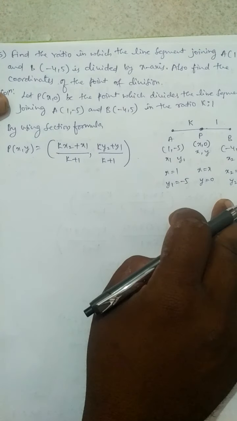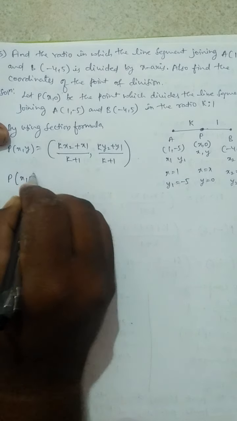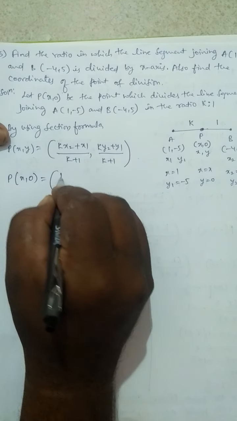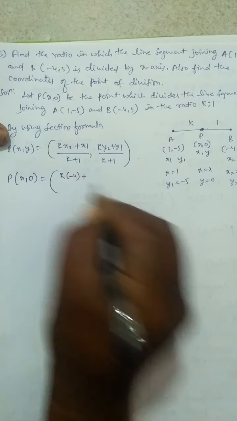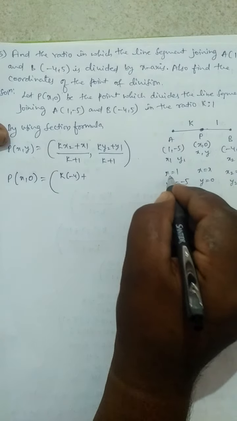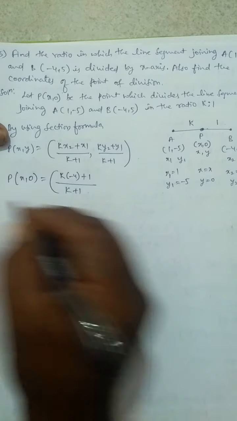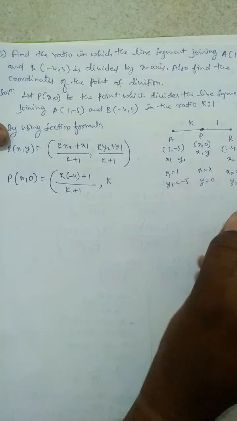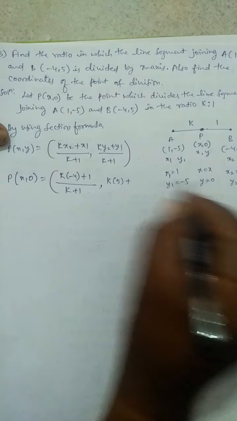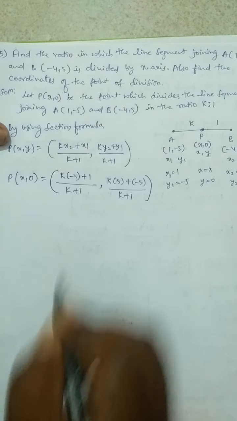If you substitute all these values in this formula, what happens? P is a point. So x is x only, y value is 0. This is equal to, here k as it is, k into x2. x2 value is minus 4 plus x1 value is 1 divided by k plus 1. However, we solved in the last problem in this same way, we have to solve here. Now k, y2 is 5 plus y1 is minus 5. Here k plus 1 I wrote as it is.